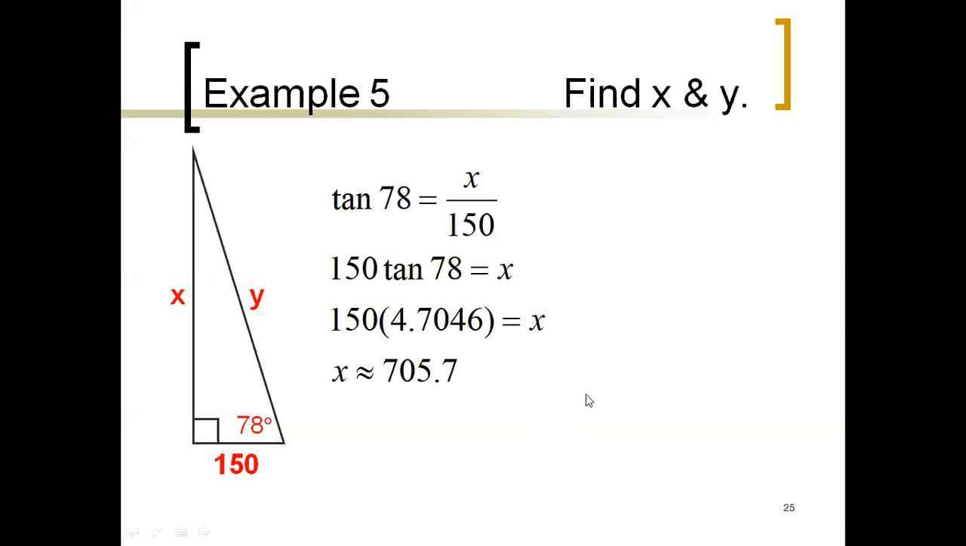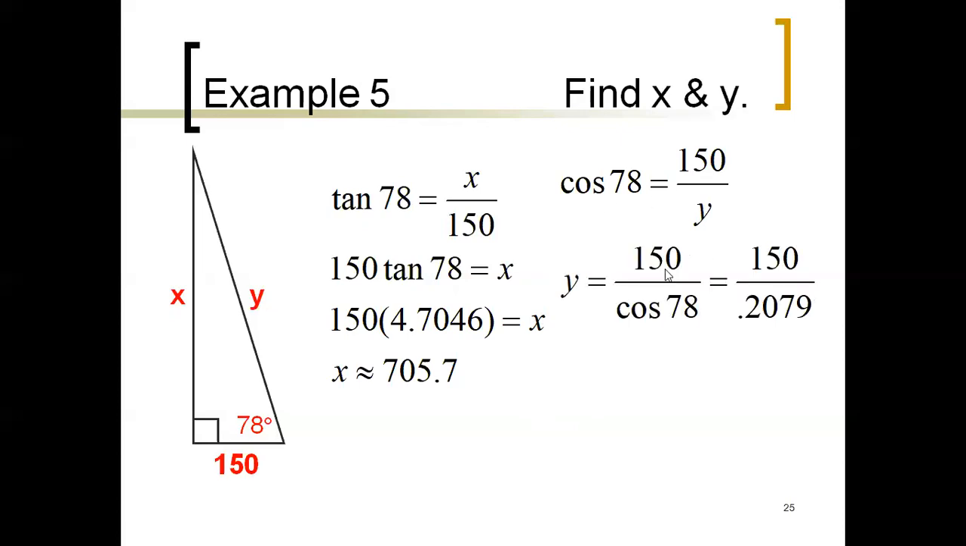Hypotenuse and adjacent, so we're going to use cosine 78 degrees equals 150 over y. Cross multiply to solve for your y. Y therefore equals 150 divided by cos 78, and the approximate value of cos 78, we will have 150 divided by 0.2079. Dividing that one, y is approximately 721.5.